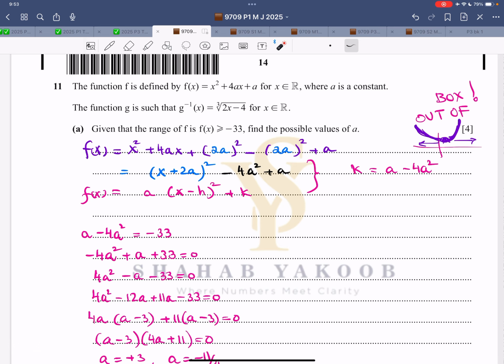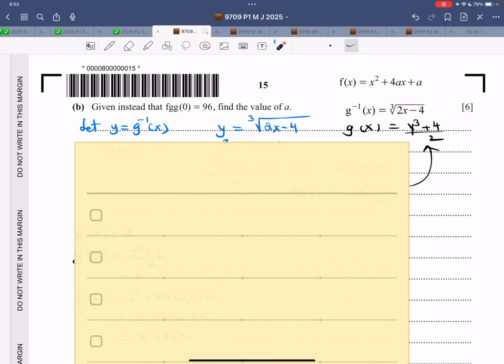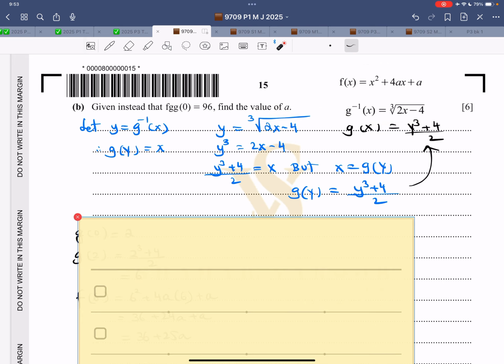4 marks right away. And over here, it is given instead that f of g, this is a composite function, equals 96. Find the value of a. I wrote f(x), I wrote g inverse. First thing that I worked out was that I need to find the expression for g inverse. So let y be g inverse x, therefore g(y) is x. Replace with y, make x the subject, x as g(y), and then write it in terms of x.